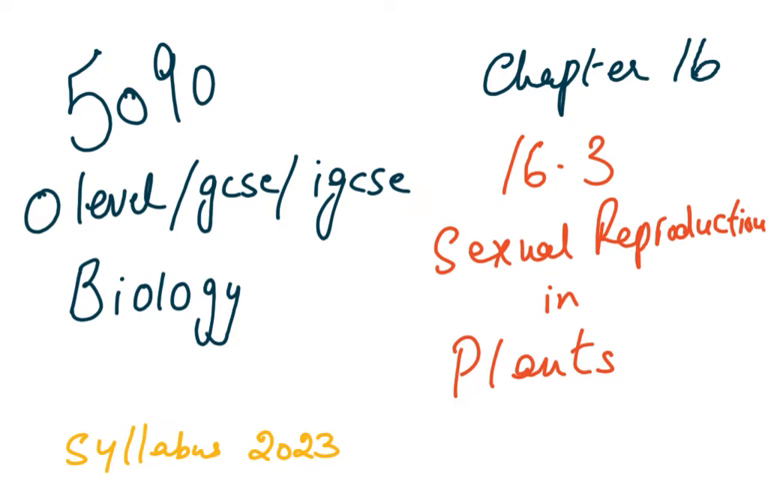Bismillahirrahmanirrahim. We start the new chapter of 5090 O Level or GCSE or IGCSE biology, and this is the new 2023 syllabus. We are now going to be discussing chapter 16, component 16.3, the heading of which is sexual reproduction in plants.